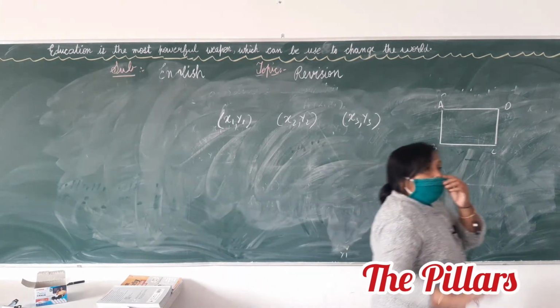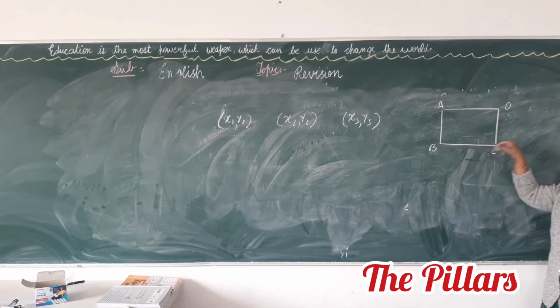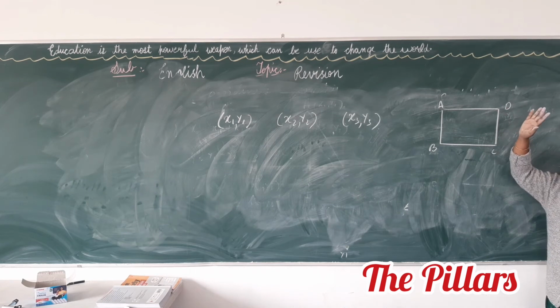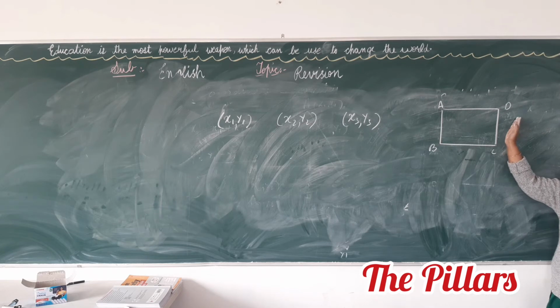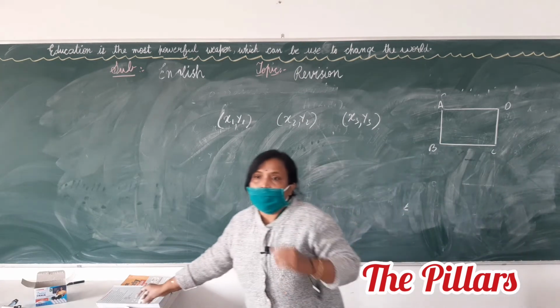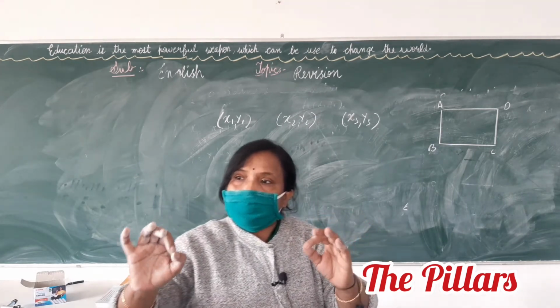Now suppose these types of questions are asked to you in a rectangle, where one vertex will be unknown. So what concept are you going to use? Opposite sides are equal to each other, right? These two will be equal to each other and these two will be equal to each other. Same way in a square, all the 4 sides are equal. So with this concept, whatever I have given you right now, you can proceed with your chapter.